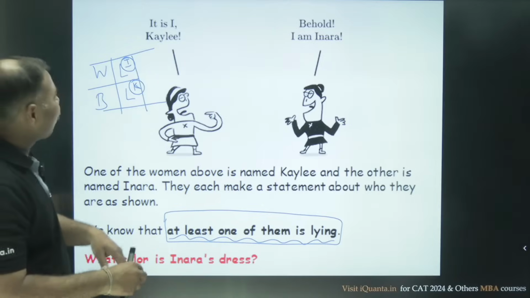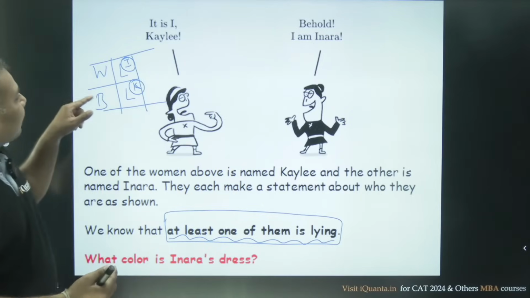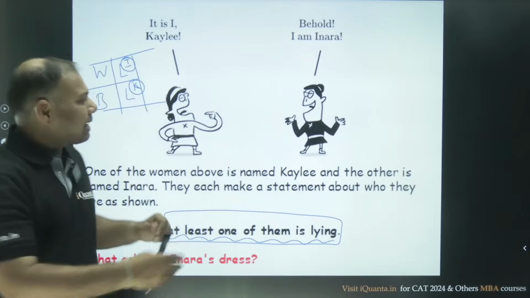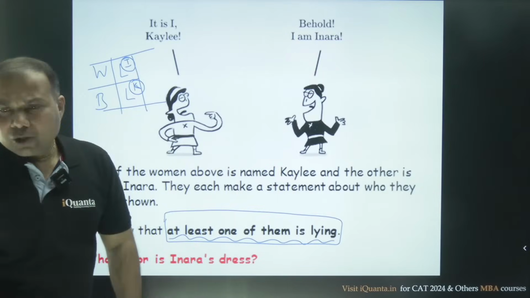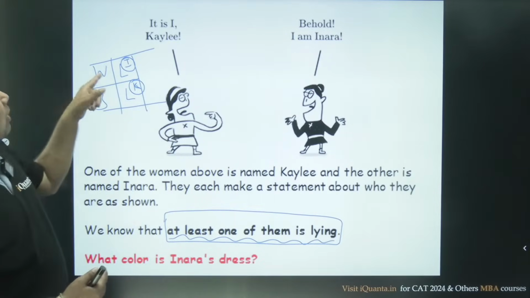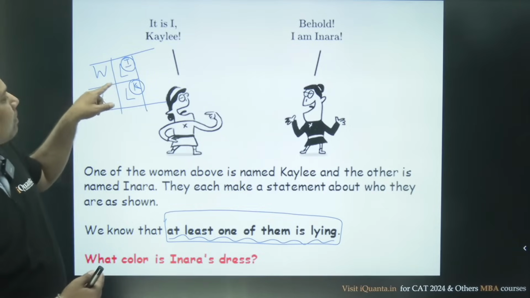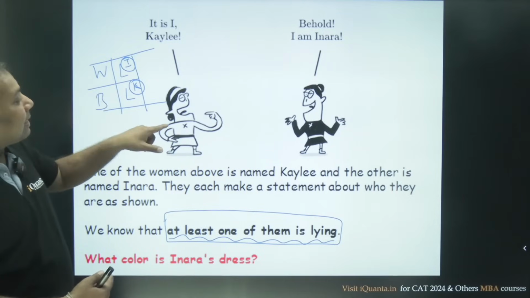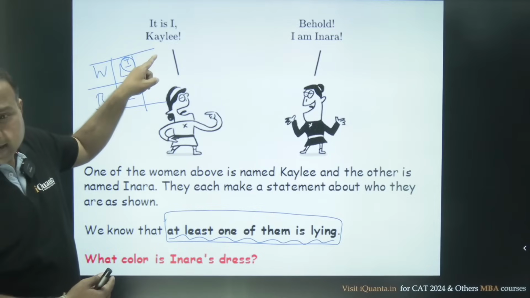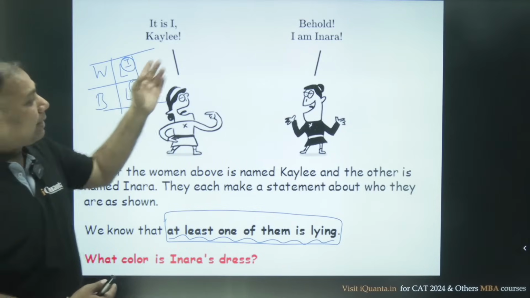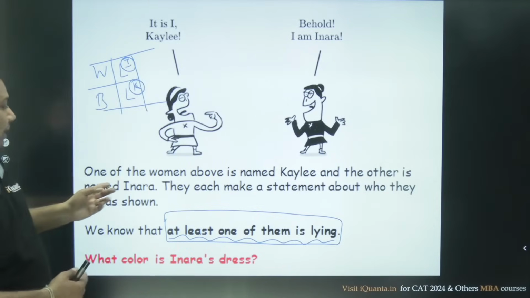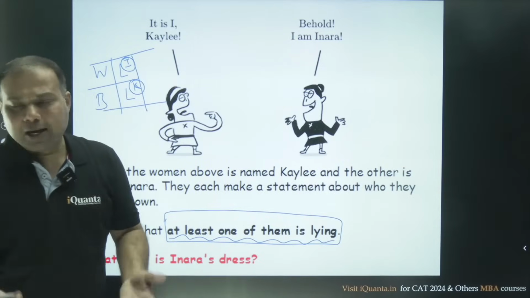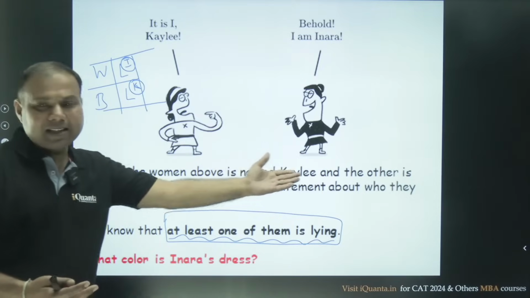पता लगेगा? So we have to take the cases, या तो ये white वाली झूठ बोल रही है, या ये black dress वाली झूठ बोल रही है, या maybe दोनों झूठ बोल रही हैं, right? So I started with, let's say, this white dress वाली को मैंने मान लिया कि this woman is telling a lie. तो अगर ये झूठ बोल रही है, it means this girl is not Kylie, right? और अगर ये Kylie नहीं है तो ये कौन है? It must be Inara because it is given that one of the women above is named Kylie and the other is Inara. ये बात हमें मालूम है कि ये दो ही लोगों की बात हो रही है, one of them is Kylie and the other is Inara.